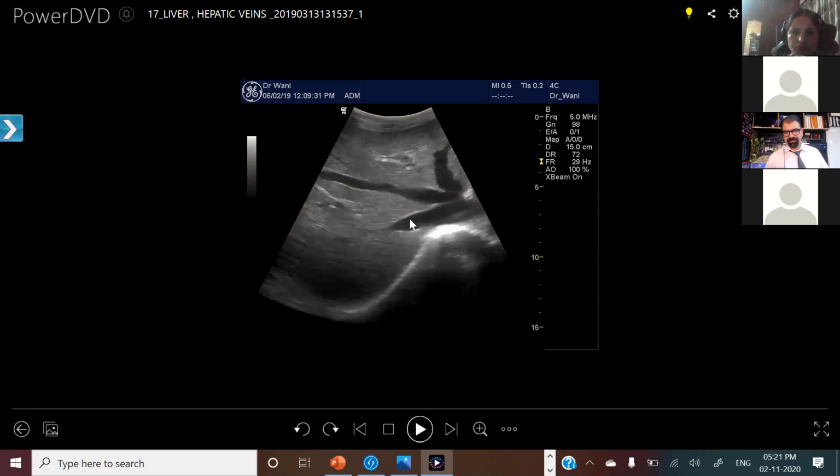Now see, this is the right hepatic vein, this is the middle, and this is the left hepatic vein.